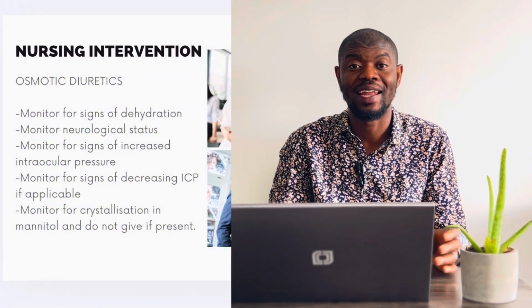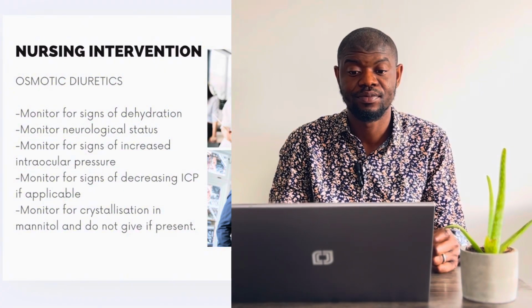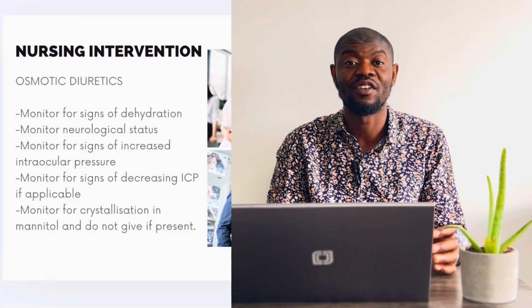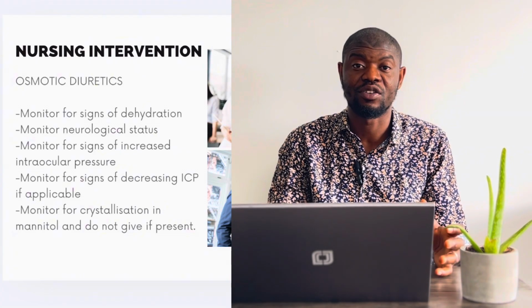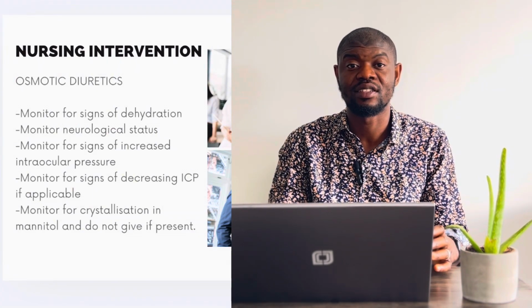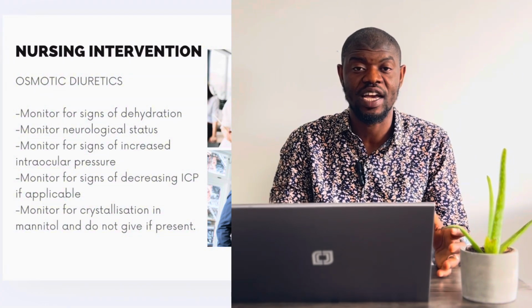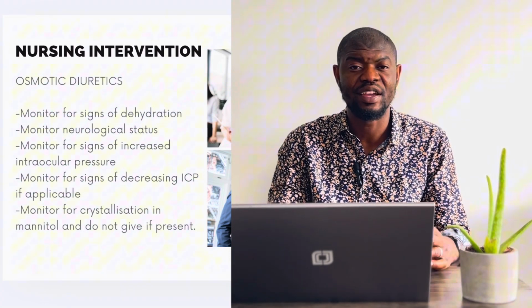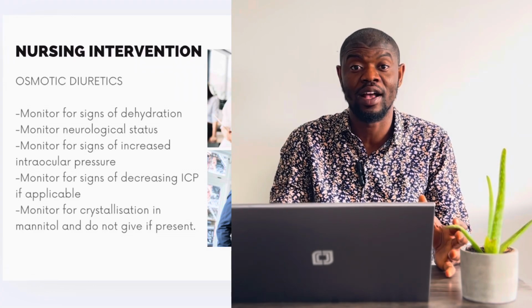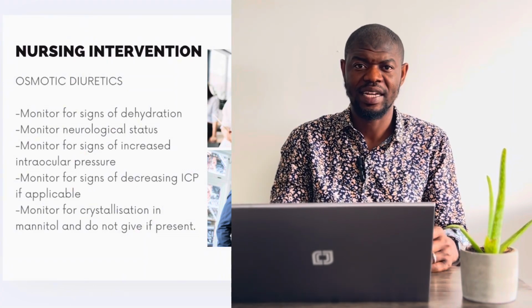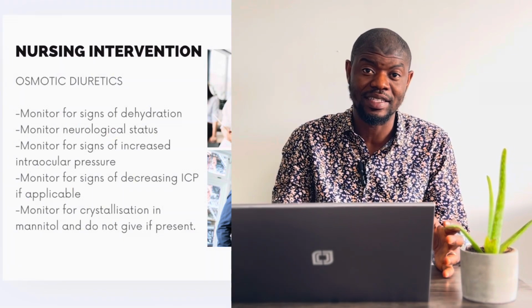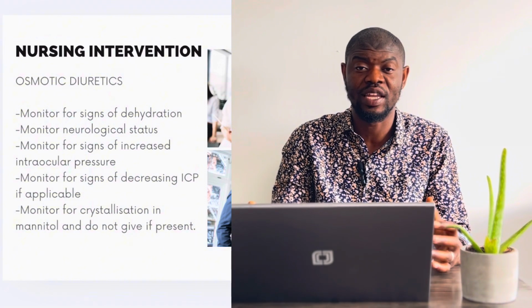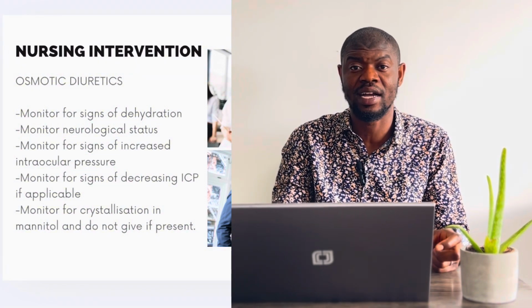Also, you want to monitor your client's neurological status. You want to monitor for signs of increased intracranial pressure. Remember, we said that when you've got increased intracranial pressure, one of the temporary fixes is mannitol, which is an osmotic diuretic. So you want to monitor for signs of either increasing or decreasing intracranial pressure, as well as intraocular pressure. It is important to note that when mannitol crystallizes, we don't administer it. And so before you administer mannitol to any patient, you want to check for crystallization in the bag or in the ampule.